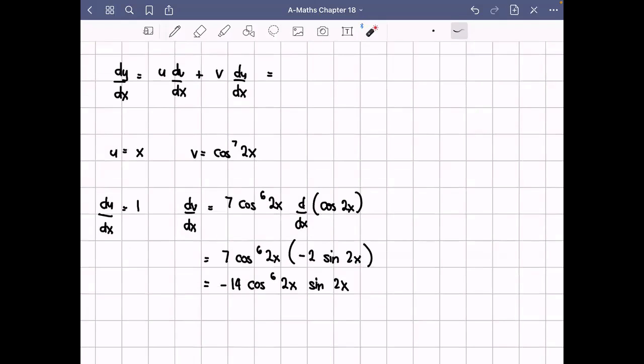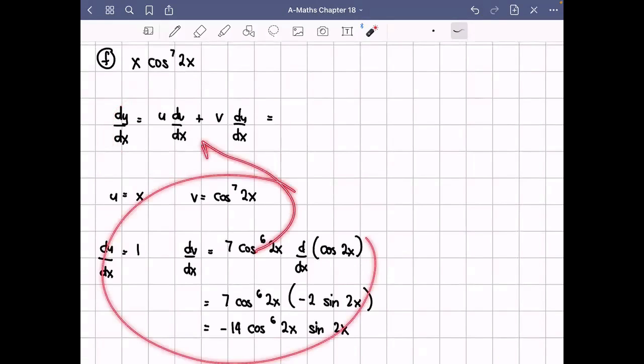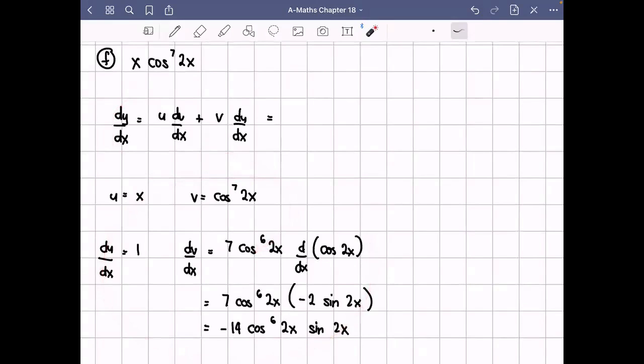And then the derivative of v is negative 14 cosine to the 6th power of 2x and sine of 2x. Yeah, it's very long. Okay. And then we still need to answer our main question, this one. So we just plug everything here into this.